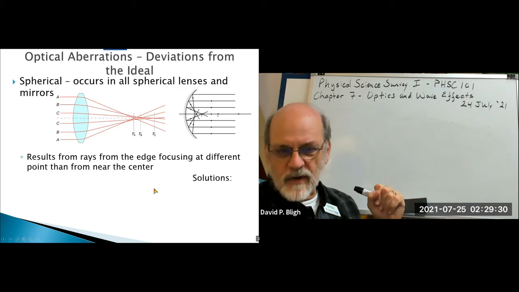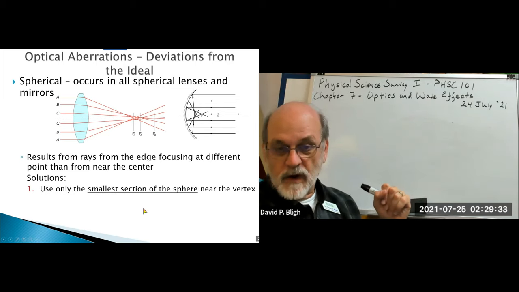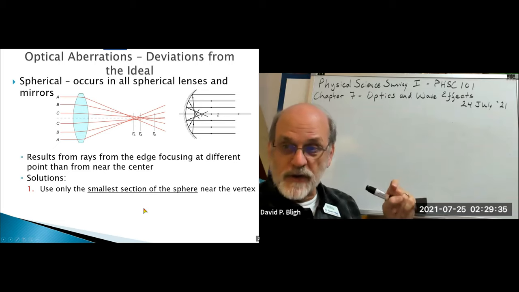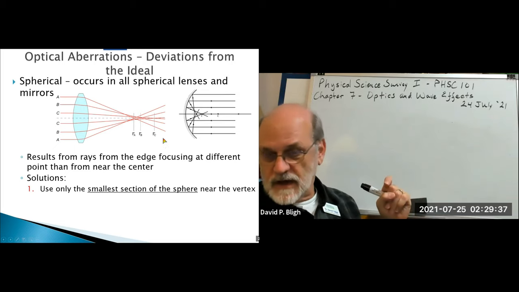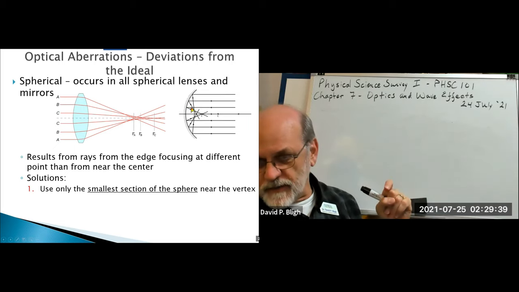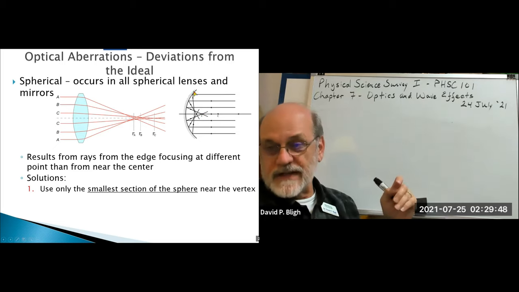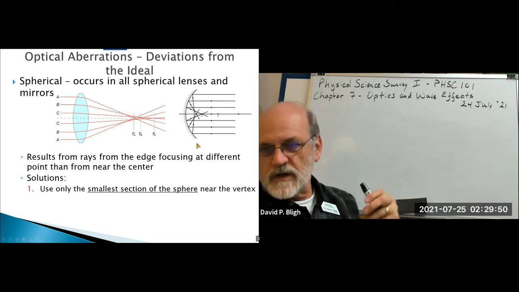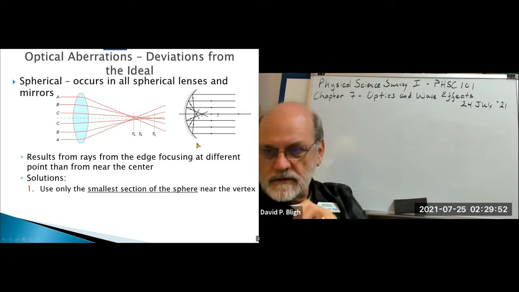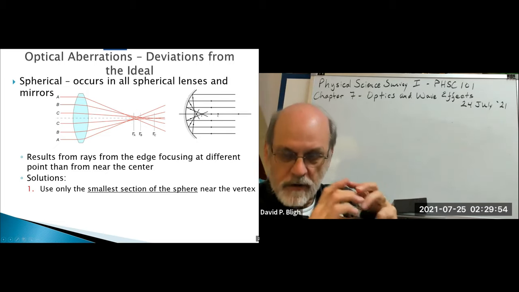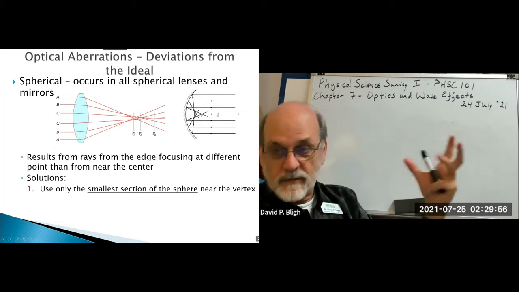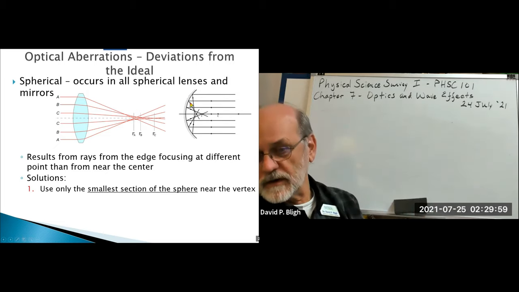So how do you solve that problem? Well, one way is to use a small section of that curved surface. If we only use the mirror from this very narrow part right there, then all the light would focus right there, and we wouldn't have to deal with this part. So you either use that small part, just make your mirror small, or you can have a big spherical mirror and just put a mask over it, so it only receives light from that small area.